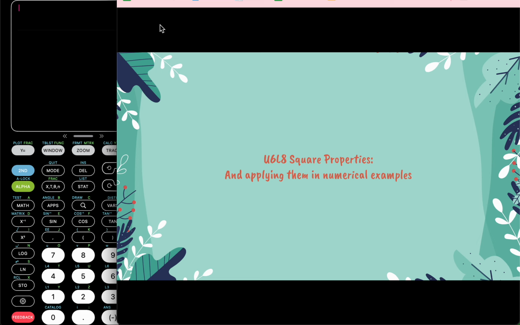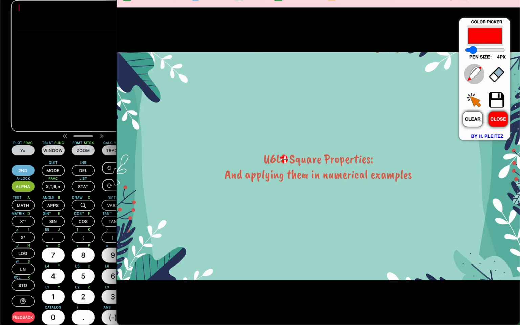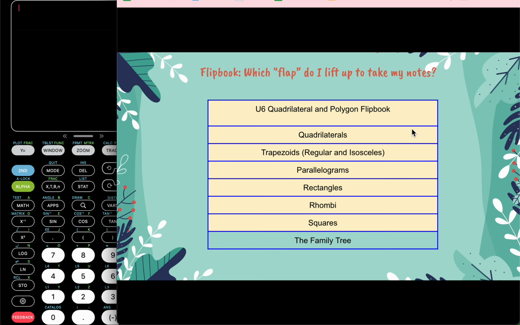Alright, in this video we're going to be going over some of our square properties and applying them in numerical examples. So this should say lesson 7 instead of lesson number 8. Now, the first thing we're going to do is go over our family tree situation. So make sure you're lifting up all the flaps that are in yellow or highlighted here so that you're writing on your family tree portion.